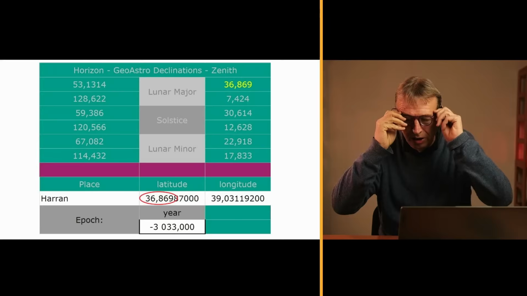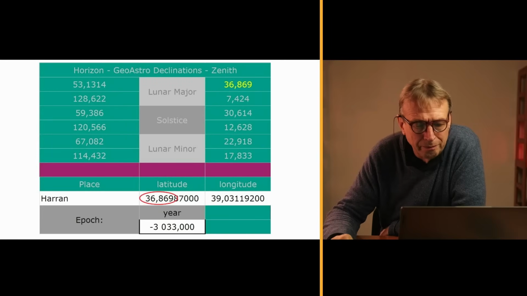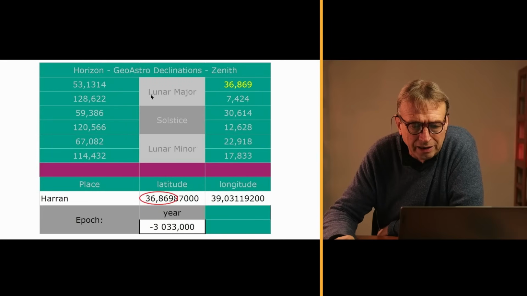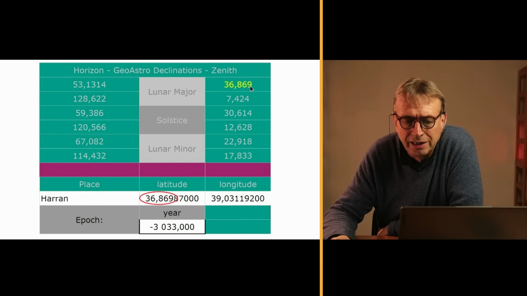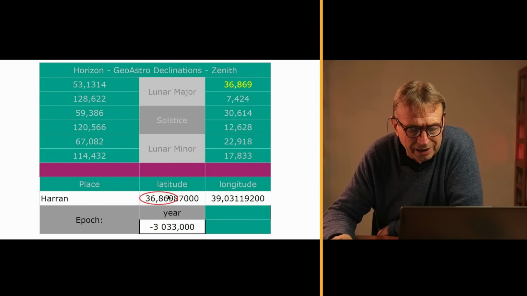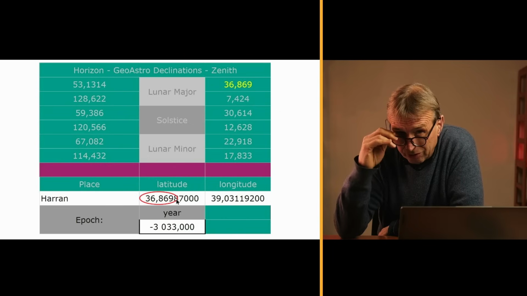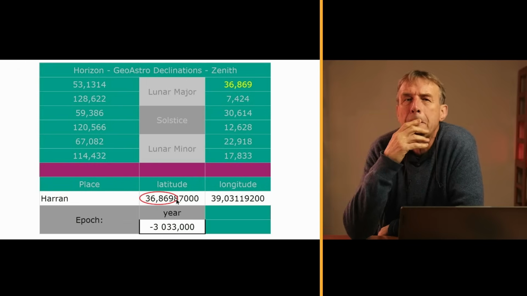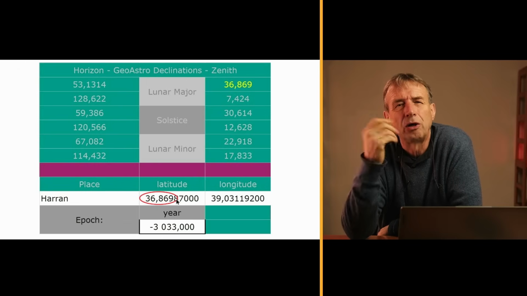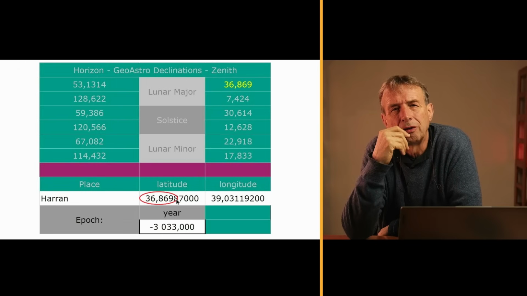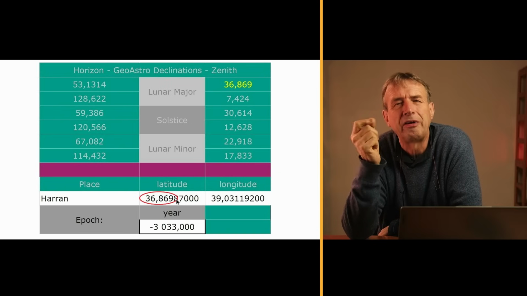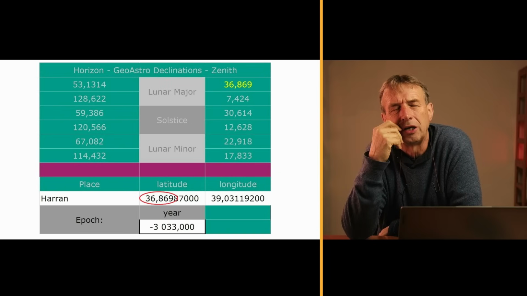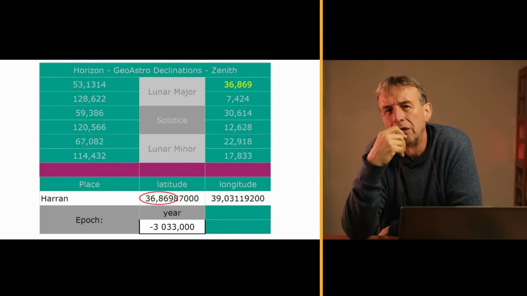And I've taken a date here of 3000 BC. Why? Because at that particular date, the major moon angle was 36.869 degrees, which is exactly the same angle as the latitude. Now, this is the angle of a 3-4-5 triangle. This angle doesn't change very much. It changes very slightly over the thousands of years.